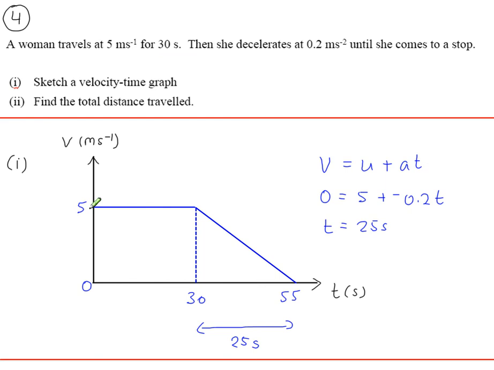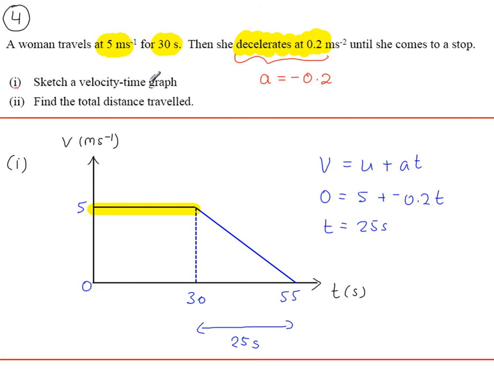In this example, we can see a constant velocity for 30 seconds. So a woman travels at 5 meters per second for 30 seconds. There's your constant velocity for 30 seconds. Then we have a negative gradient, which represents slowing down, or a negative acceleration, or a positive deceleration. So if we were to write down this value in any formulae, we have to use a is equal to minus 0.2 until she comes to a stop, so the final velocity is 0.